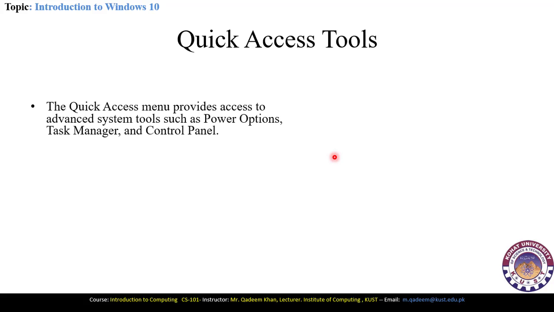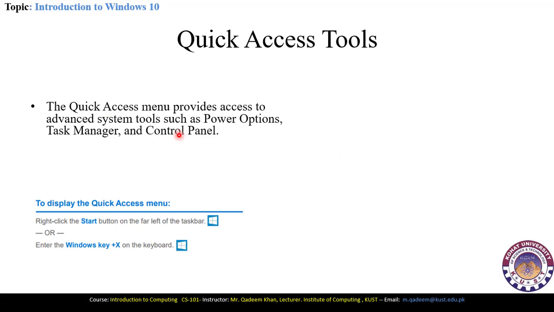Quick access tools. You can access different tools quickly. The quick access menu helps you access advanced system tools such as the power options, task manager, and the control panel. To display the quick access menu, just right click on the start button on the far left of the taskbar, or press the Windows key plus X on the keyboard.